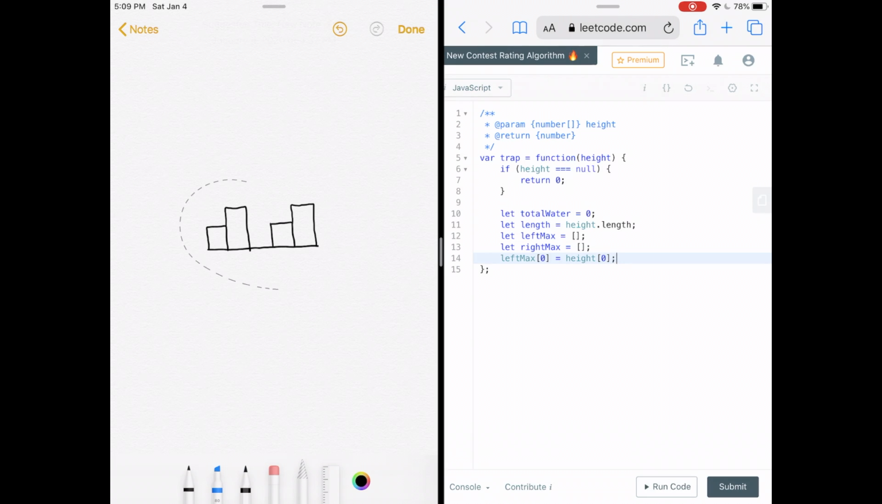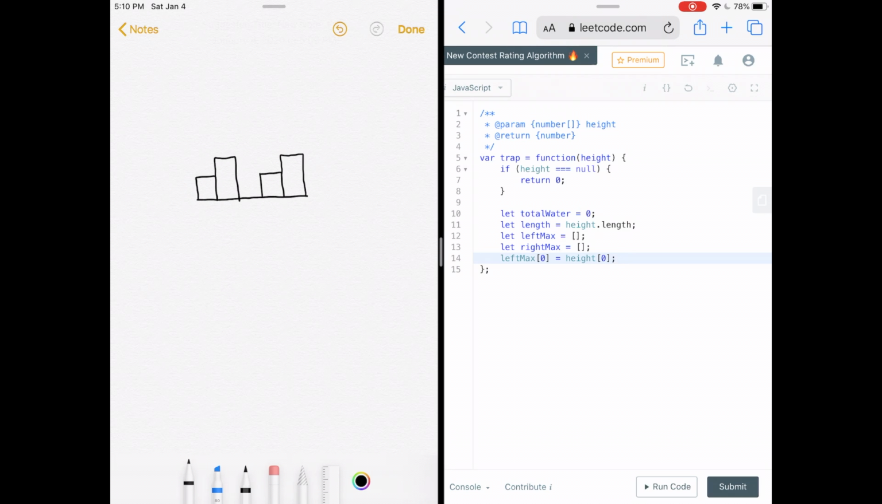Let's just move this up to give us more space. This will be the left max array, and this will be the right max array. Right now, the right max array is empty, and the left max array is equal to 1, because that's the height of this first building. This will be 1, 2, 1, 2. And of course, the empty space will be 0. Let's just put 0 there.